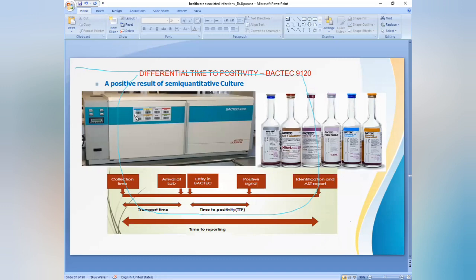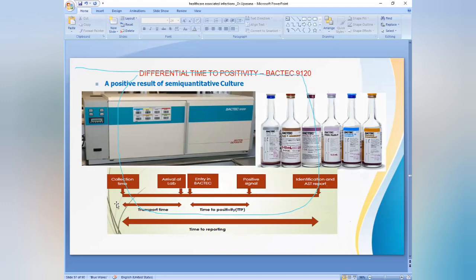One word about differential time to positivity. This is a very challenging part. Every now and then my ID specialist keeps on asking us, what is a DTP? This is a very common question our microbiology department faces. So when you've collected a sample, in this picture, I think it is written very well, Bactec, this machine is. So what is the collection time? What time it has arrived to the lab? After arriving to the lab, when it has entered into the Bactec bottle, when it has signed positive.